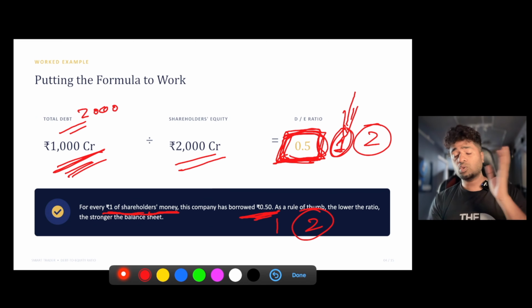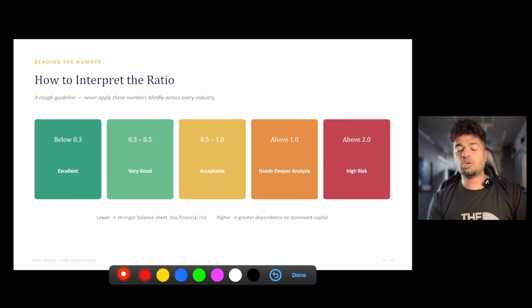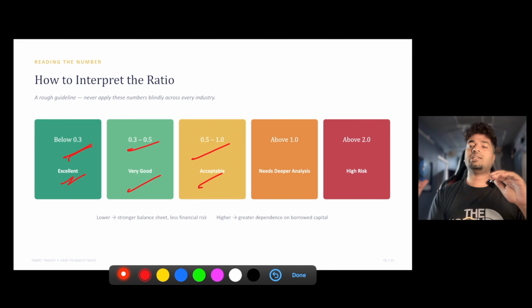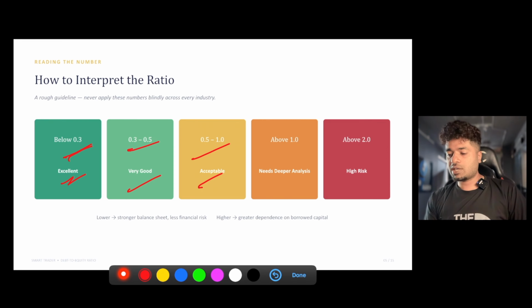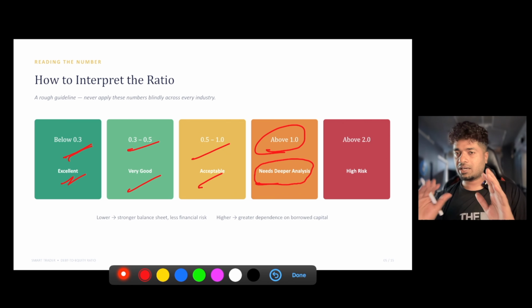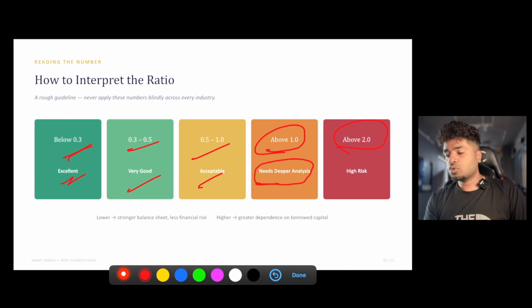And now, what is good and what is bad? By understanding the ratio, the first thing we can do is this: below 0.3, let's say, is excellent. 0.3 to 0.5 is very good. 0.5 to 1, below 1, let's say it's acceptable, because the debt is comparatively lesser than the equity of the shareholders. If it is going above 1, that means the debt is more than the shareholders' equity, then we need a deeper analysis. We need to see what the reason is, and that can be a little tricky part here. Above 2, it is high risk.